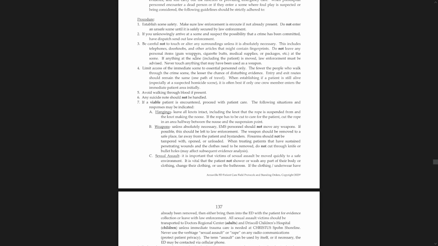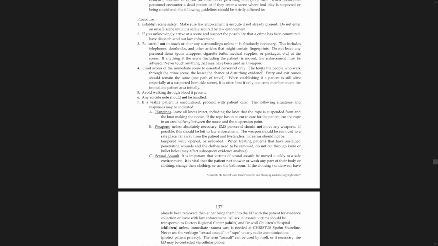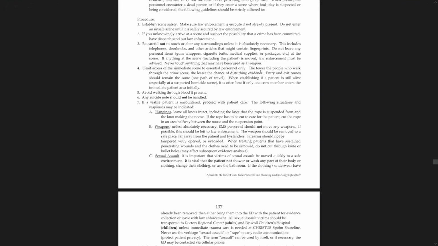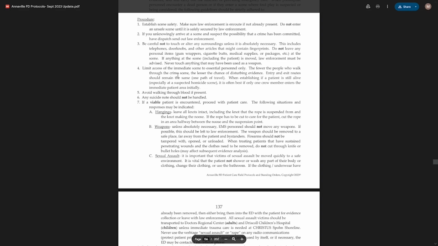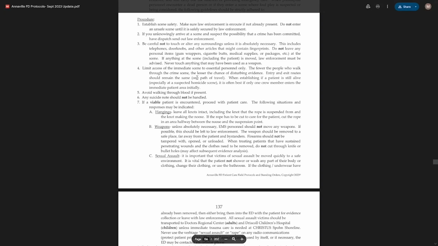Limit access of the immediate scene to essential personnel only. The fewer the people who walk through the crime scene, the lesser the chance of disturbing evidence. Entry and exit routes should remain the same, one path of travel. When establishing if a patient is still alive, especially at a suspected homicide scene, it is often best if only one crew member enters the immediate patient area initially.